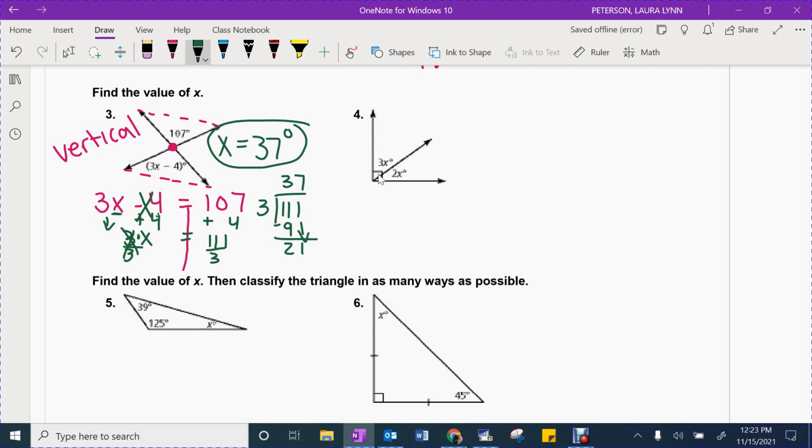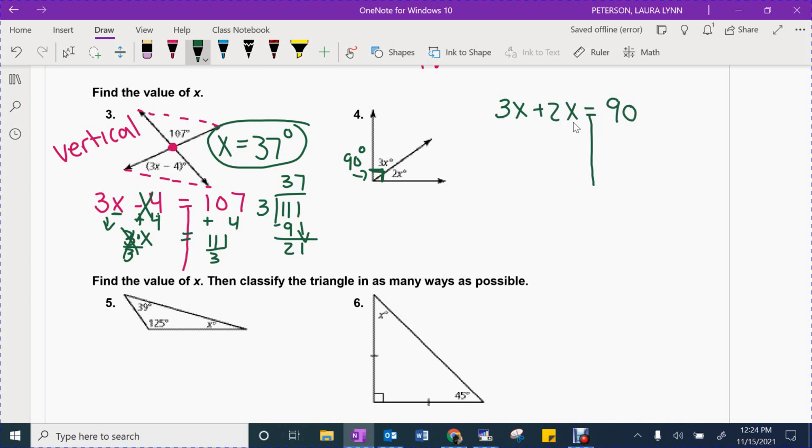Number 4. Well, number 4 has a little box in the corner. Remember, this little box in the corner means 90 degrees. And what we just saw on question 1 was if two things add together and they make a 90-degree angle, then that's important for us to create this equation. So this picture is telling us 3x plus 2x forms this 90-degree angle, this box in the corner. So that creates an equation.